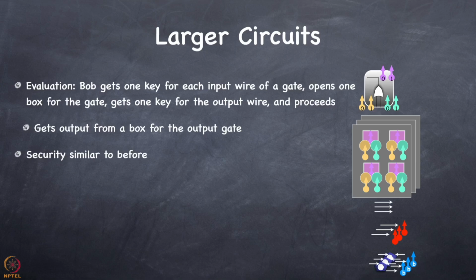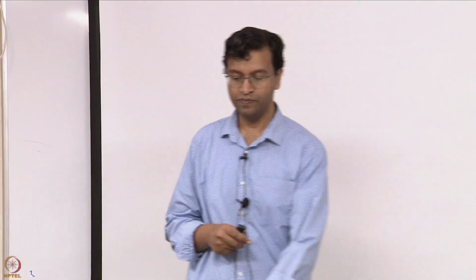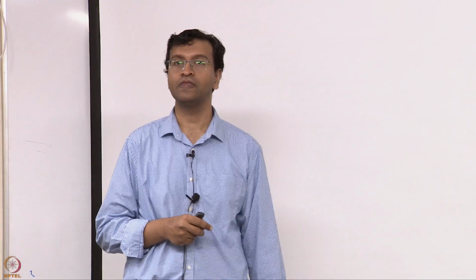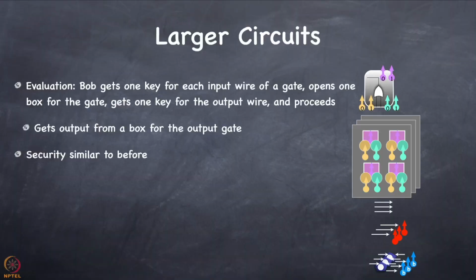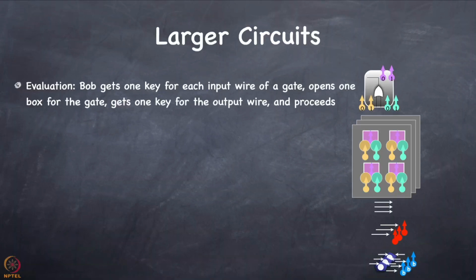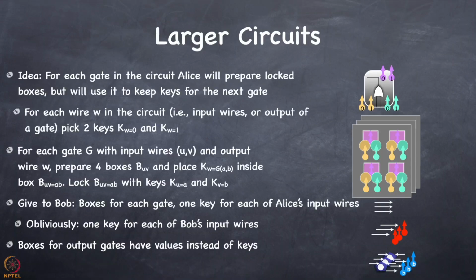Any questions on the whole protocol? It's a fairly simple protocol once you see what's going on. For each gate, there will be these 4 boxes that need to be shipped, so it's not terribly expensive either. It's a fairly realistic protocol, and there are implementations; people have used it for various things. So that's the garbled circuit protocol.